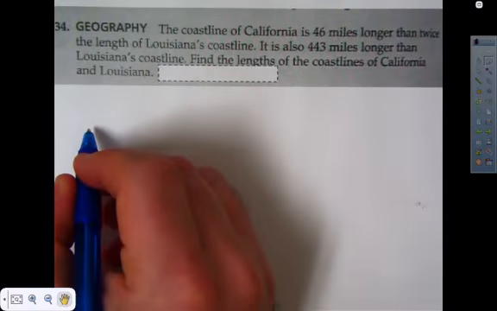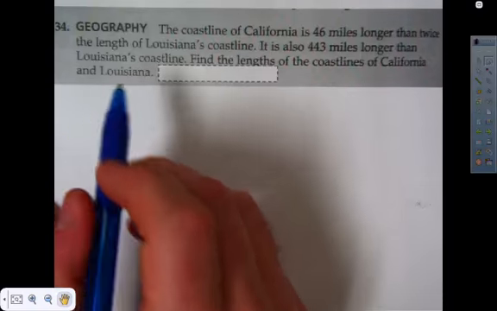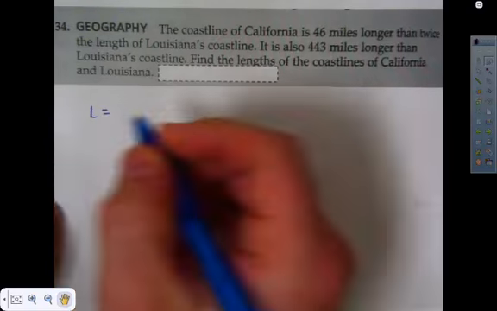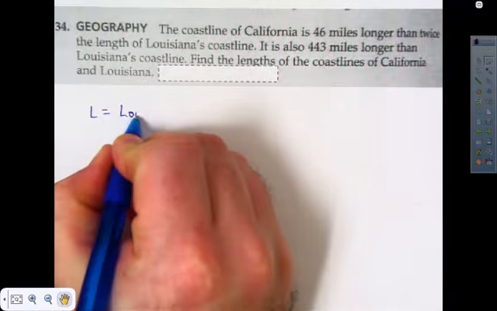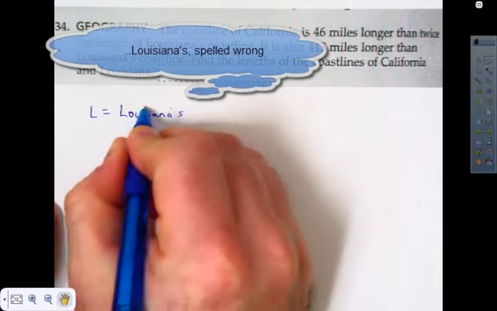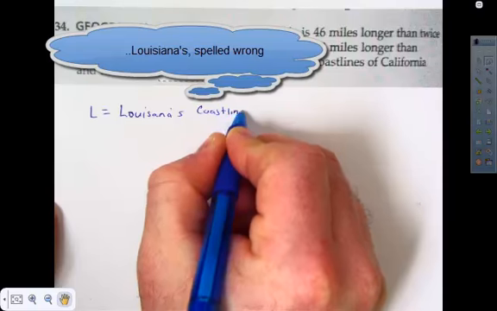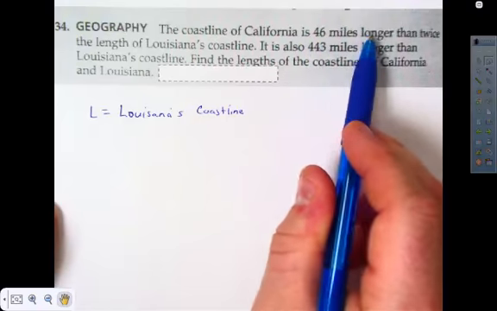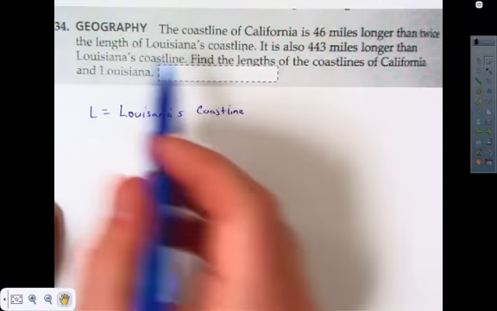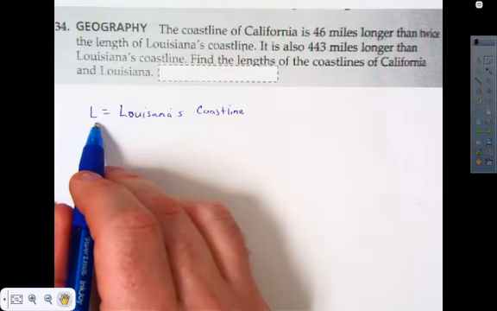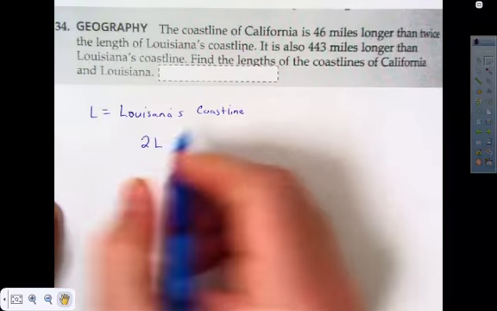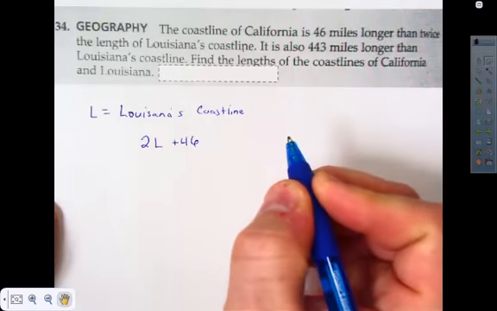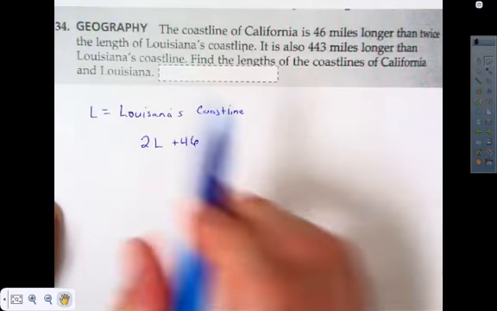Well, first off, we need to find out what our variable is going to be. Since it's describing things against Louisiana's coastline, I'm going to say L, and sometimes in class we use X, is Louisiana's coastline. In the first bit of information, California's coastline is 46 miles longer than twice the length of Louisiana's coastline. Twice the length means we multiply L by 2, so 2L, and then we add 46 miles to that. So that's one way of describing California's coastline.